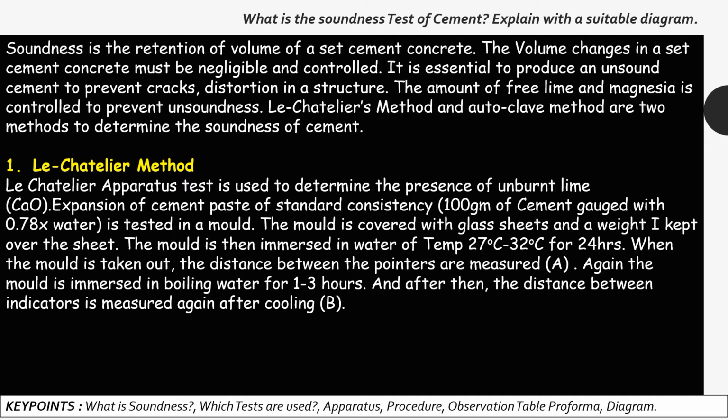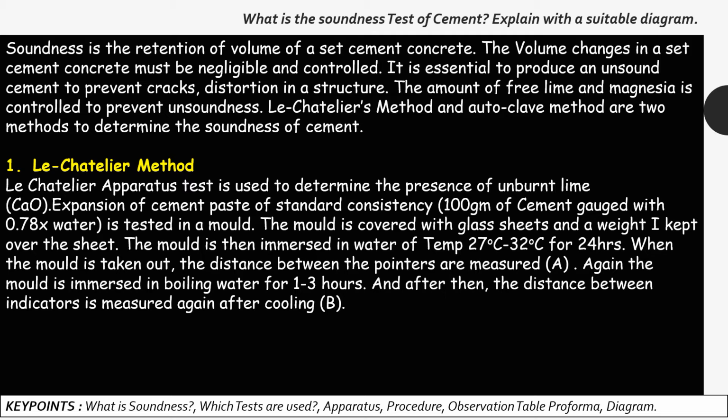The mold is covered with glass sheets, and a weight is kept over the sheet. The mold is then immersed in water of temperature 27 to 32 degrees Celsius for 24 hours. And when the mold is taken out, the distance between the pointers or the indicators is measured. Let's say that value is A, capital A.